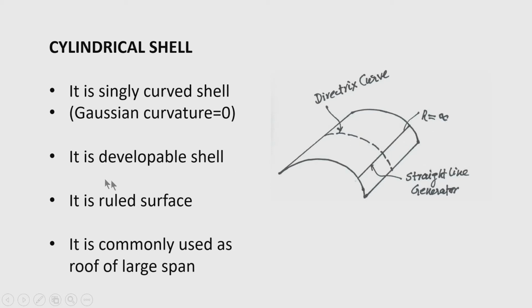Now, this kind of shell also falls under the category of developable shell. That means, this shell can be flattened into a flat surface, and it also falls under the category of ruled surface, because when the straight line is ruled over the curve, the surface is formed. Therefore, it is called ruled surface. It is commonly used as roof in a large span structure.